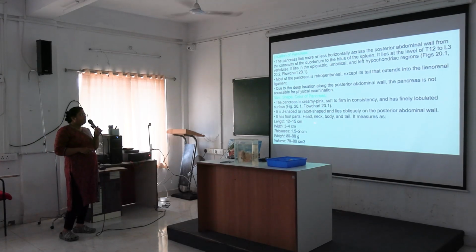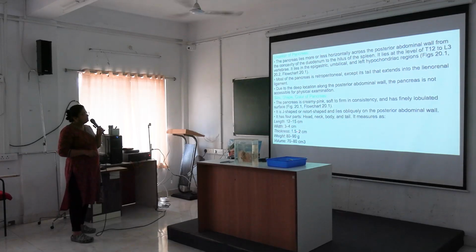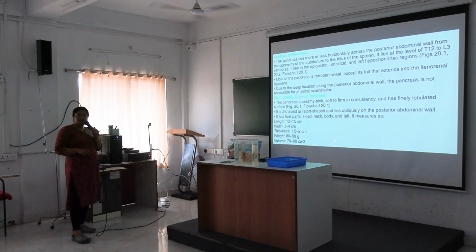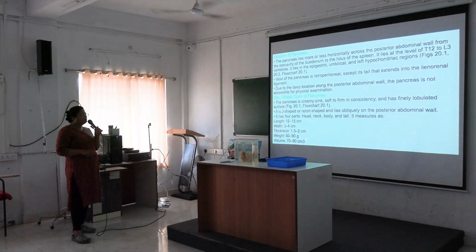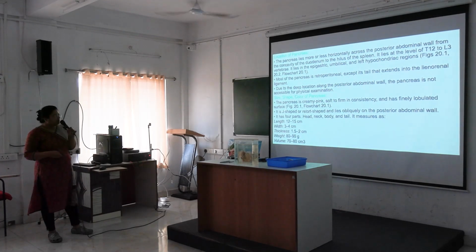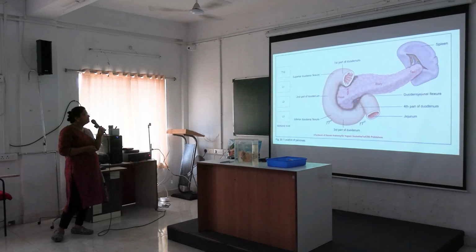Length is about 12 to 15 centimeter. Width is 3 to 4 centimeter. Thickness is 1.5 to 2 centimeter. Weight is 80 to 90 gram. Volume is 70 to 80 cc. Okay. So the measurements of pancreas.